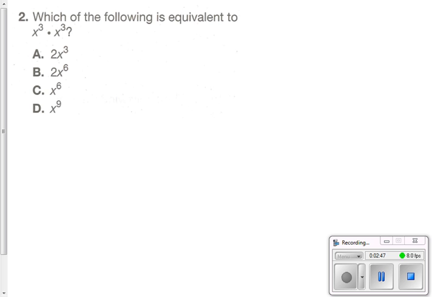2. Which of the following is equivalent to x to the third times x to the third? Well, product of powers. Multiply. It says when you multiply and things have the same base, your same base is x, you would add your exponents. So my exponent, the first one is 3 plus 3. I would get x to the 6th. And here would be x to the 6th. This will conclude 8114.